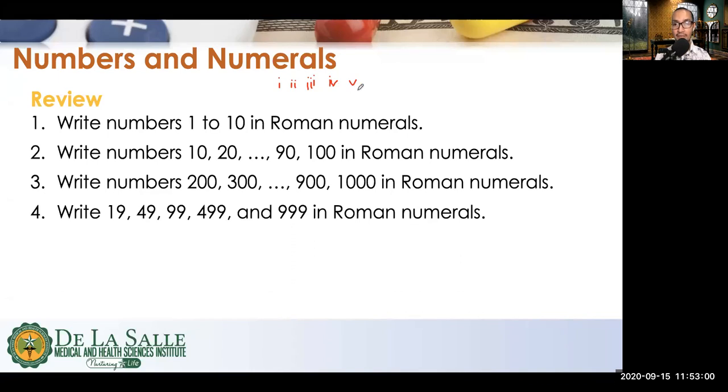This is now 5. Now, our 6 is simply a combination of the number 5 and number 1. So again, when you see figures in succession with each other, we simply add them together. So 5 plus 1, 6. Then 7, VII. And then 8, VIII.